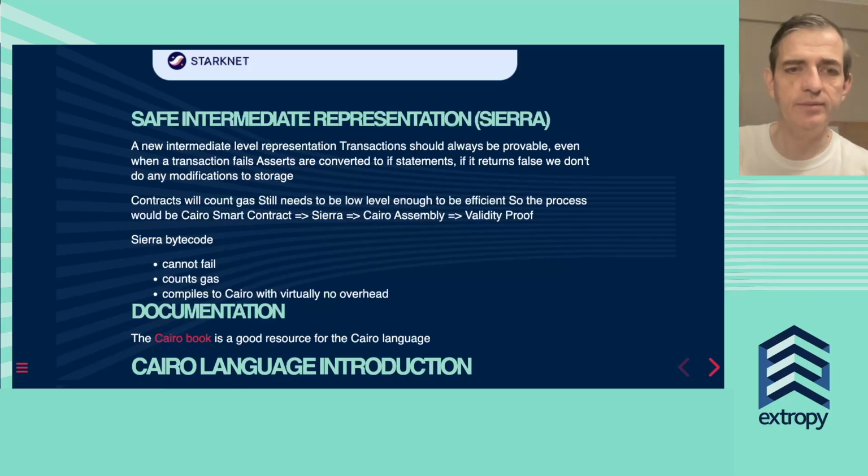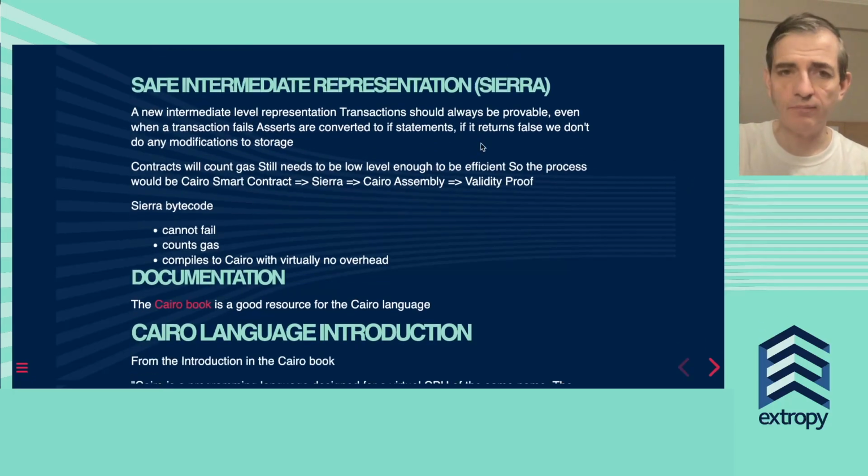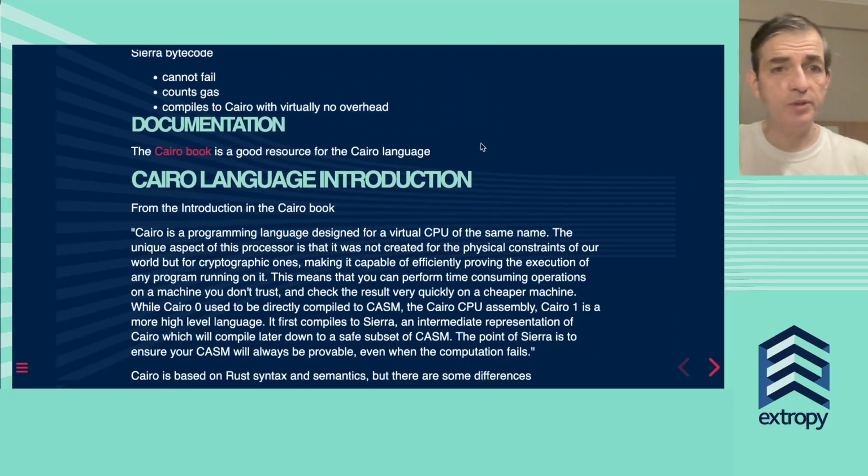And the Sierra bytecode, as I say, cannot fail in the sense that we can always prove if the transaction has failed. We're able to use it to count the gas, and it compiles down to CASM. If you want some good documentation, there's the Cairo book. There's a link there to that, which is a very good resource. It takes you through the basics of the language and both programs and contracts.